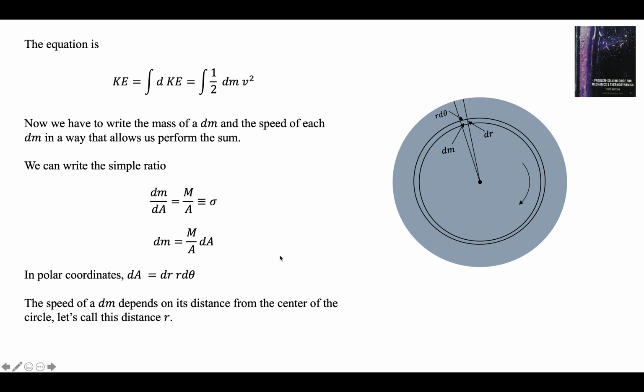The speed depends on how far it is away. Let's define the distance from the middle as r. So let's put r on the diagram. And the speed of this piece is omega r. Omega is the same for every piece in there.